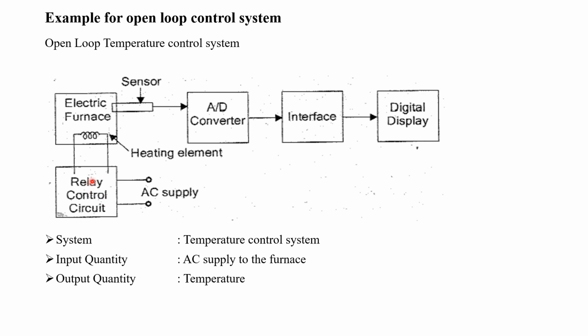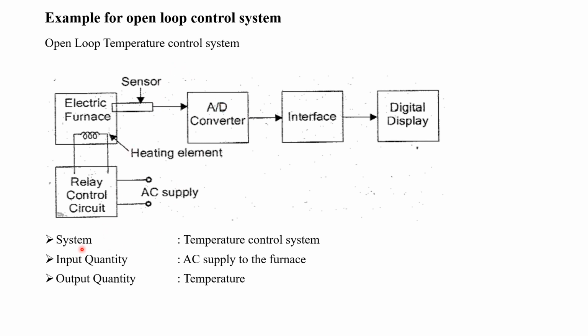When it is in the on condition, the supply will be directly given to the heating element, and the heating element gets heated and the temperature inside the electric furnace increases. This increase in temperature will be measured by using a sensor. This is nothing but a temperature sensor which is capable of sensing the temperature inside the furnace, and it will give an analog output that will be converted into digital. Then it will be displayed on the digital display. So this is an example for open loop control system, because just we are giving the supply or the input, and just we are measuring the output. The loop is also open, there will not be any closed path.